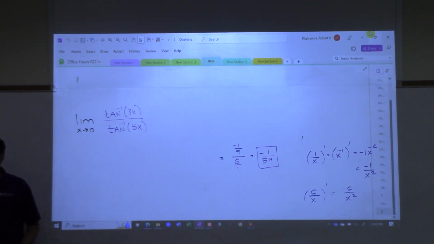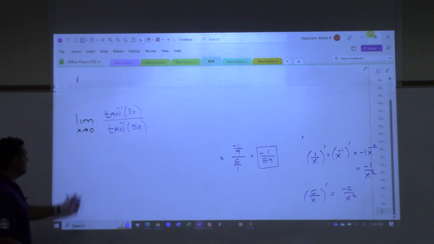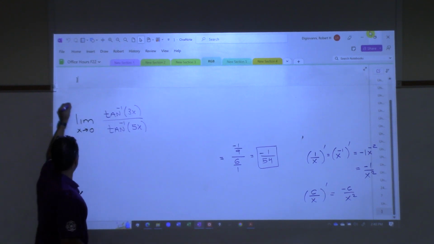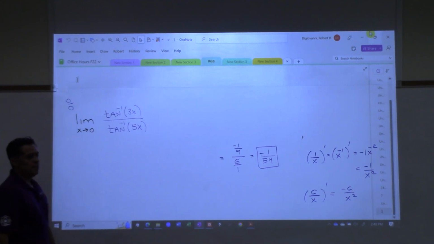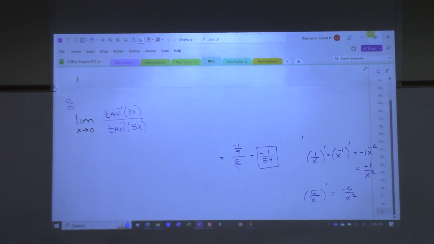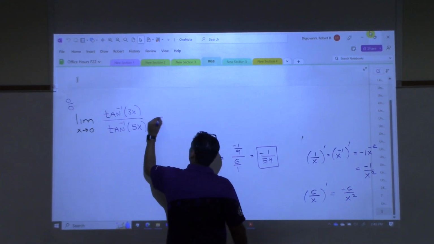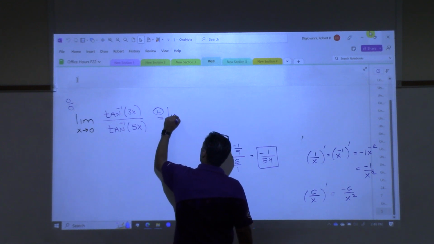Inverse tangent of 0 is saying at what angle is tangent 0? At 0. So you get 0 on top, and on the bottom, 0. So you have 0 over 0. Okay? So now I use L'Hopital's rule, right? L'Hopital.